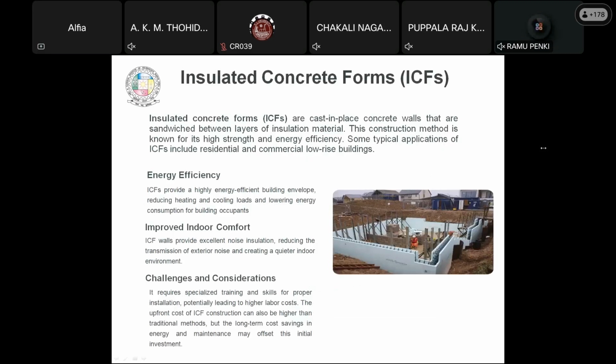Then another technology is insulated concrete foams. Insulated concrete foams are cast-in-place concrete walls that are sandwiched between layers of insulation material. Here you can see these are the concrete walls, sandwich concrete walls, which are layered with the insulation material in between. This type of construction is also known for its high strength and energy efficiency.